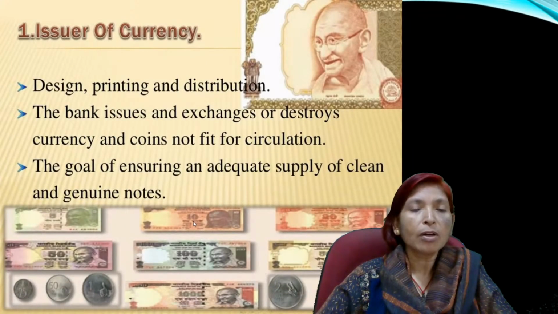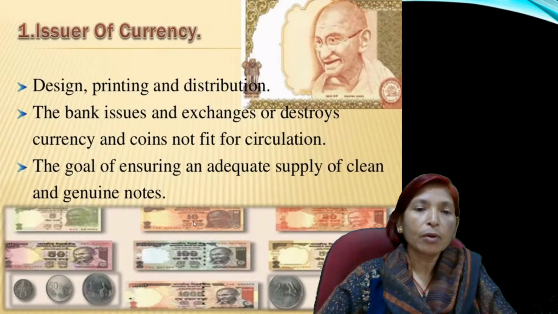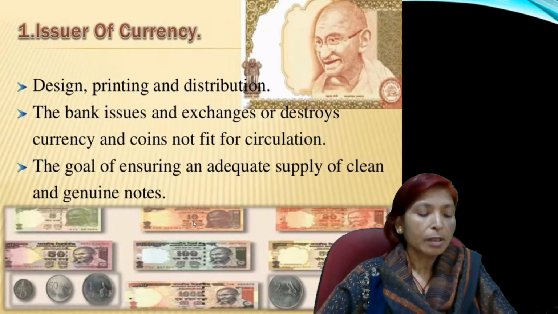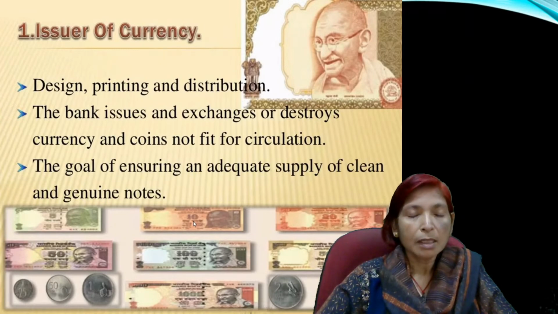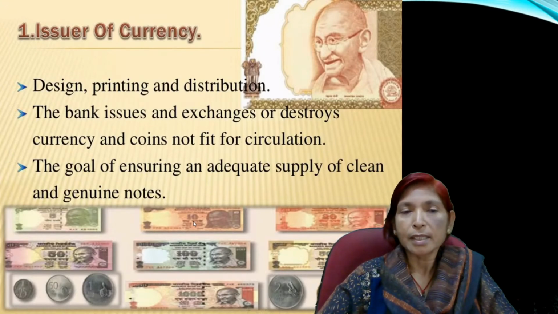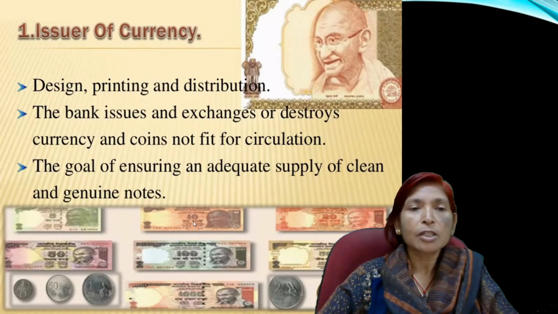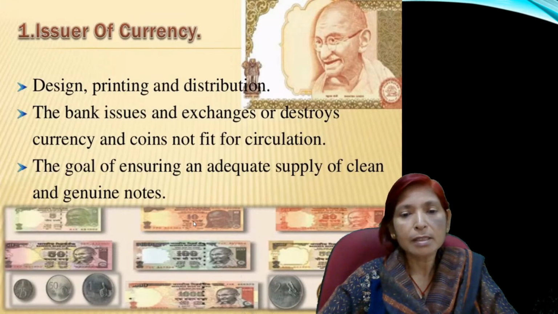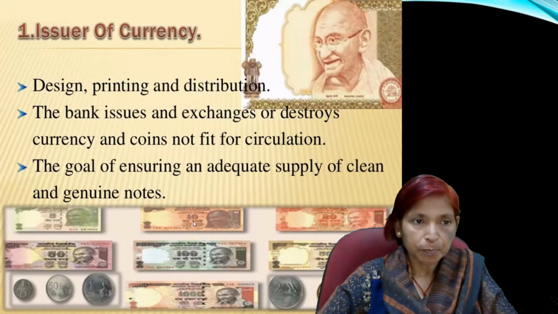Now, first is issuing of currency. RBI plays a very important role in issuing paper currency, coins, notes, etc. RBI handles the design, printing, distribution, and issuing of paper currency to make currency uniform. That's why RBI has a monopoly power of issuing all paper currencies, coins, notes, etc. Only the 1 rupee note is issued by the Ministry of Finance, Government of India. The rest of the other currencies are issued by the Reserve Bank of India.